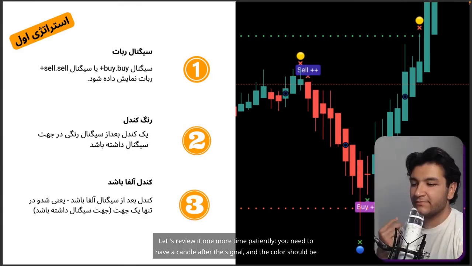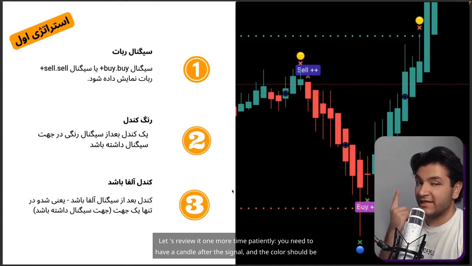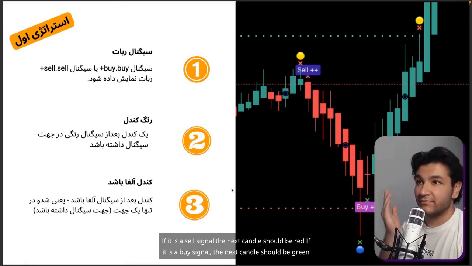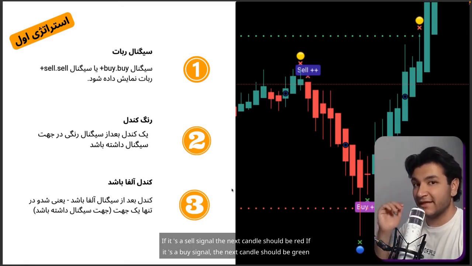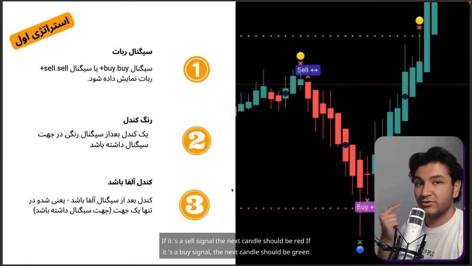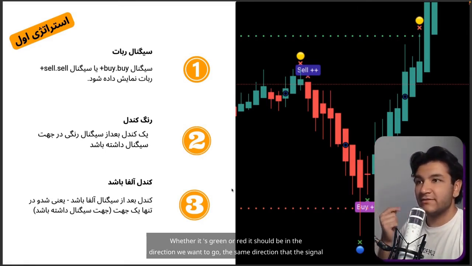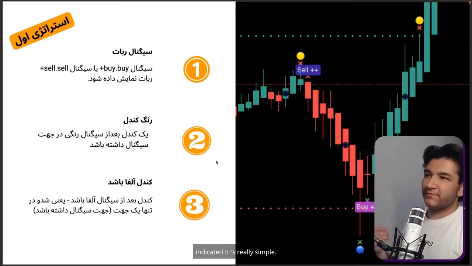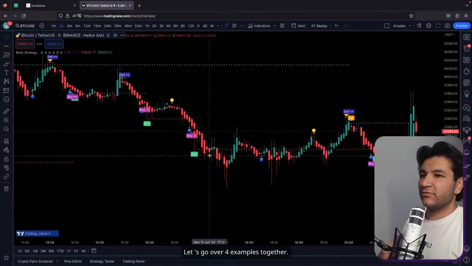It's that simple. Let's review it one more time. You need to have a candle after the signal, and the color should be in the direction of the signal. If it's a sell signal, the next candle should be red. If it's a buy signal, the next candle should be green. Whether it's green or red, it should be in the direction we want to go, the same direction that the signal indicated. It's really simple. Let's go over 4 examples together.